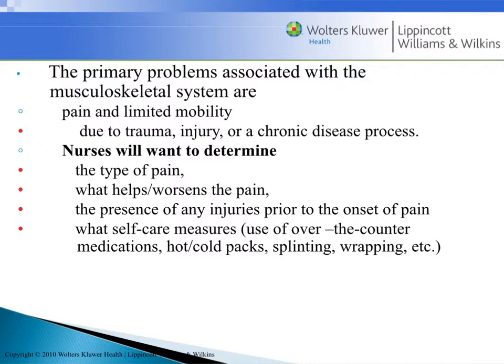So when we talk about the musculoskeletal system, the main thing you're going to hear are pain and limited mobility. So you want to find out, using COLDSPA, what type of pain they're having, what makes it better or worse, onset, and how it affects them. But typically the two problems you will hear someone complain about when they talk about their musculoskeletal system is pain and mobility.